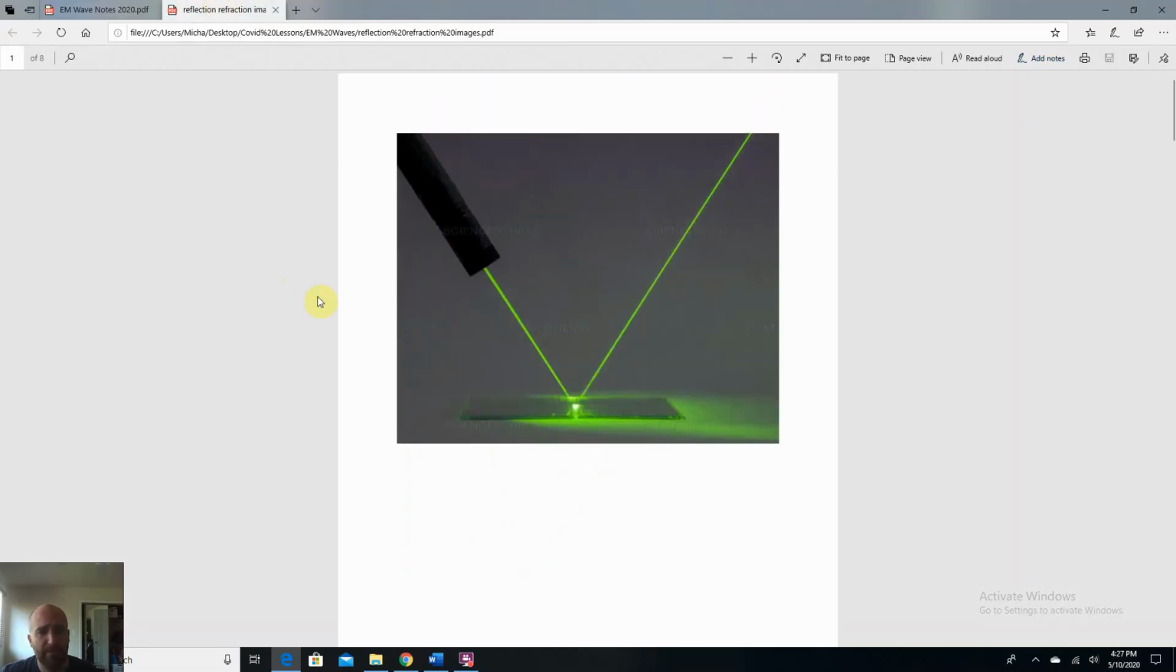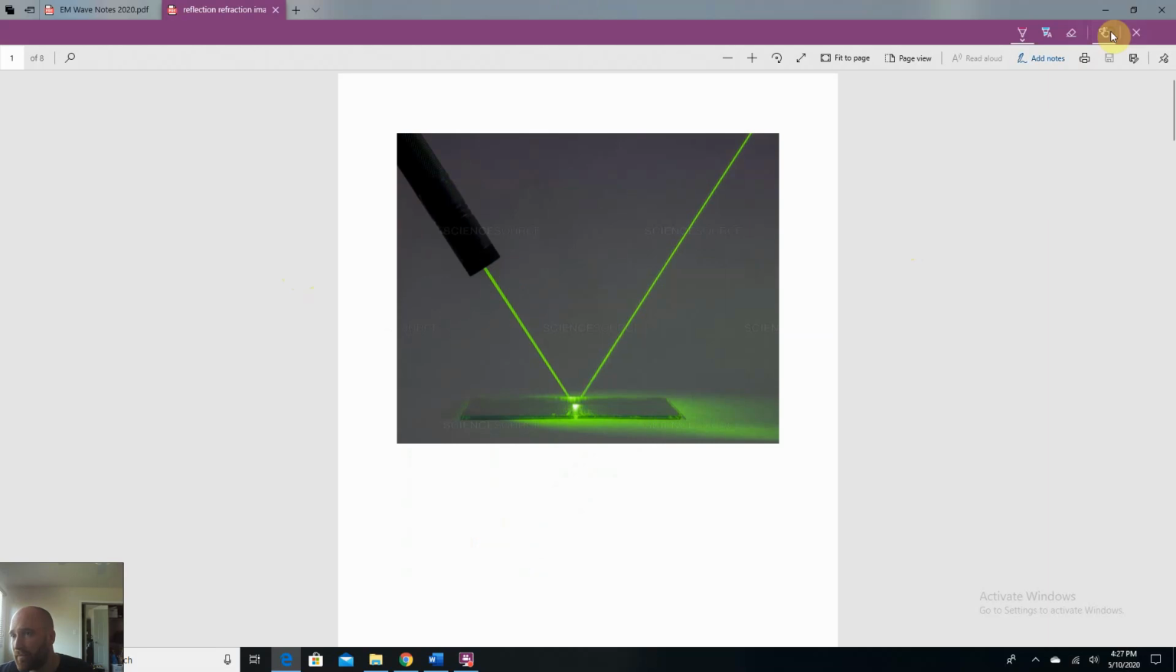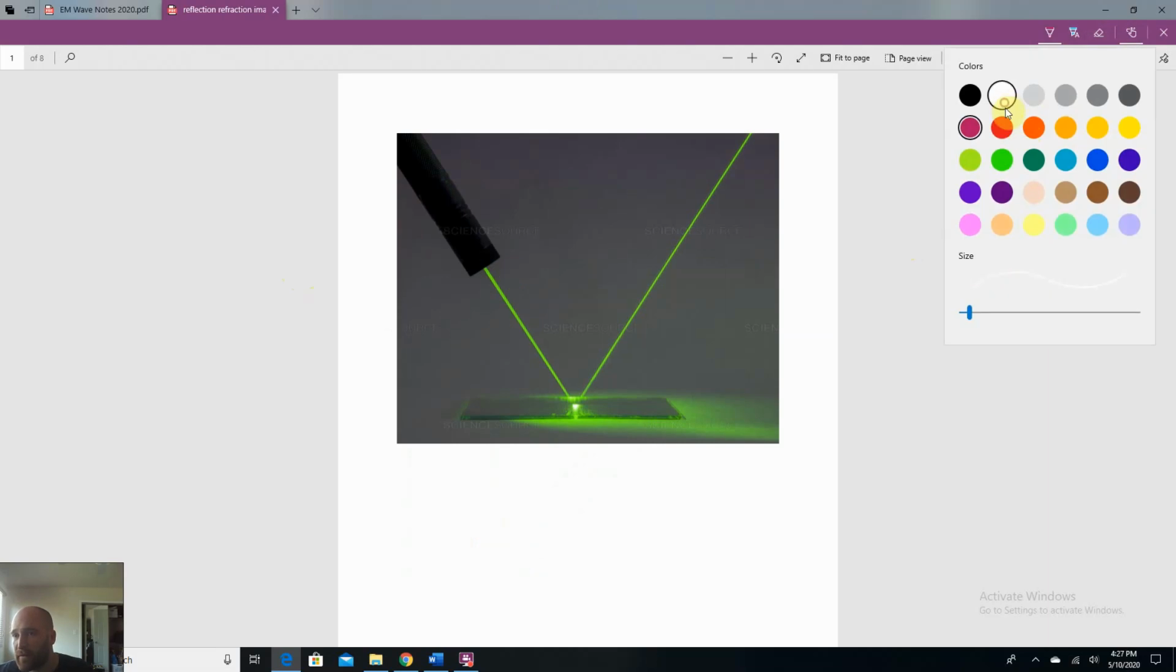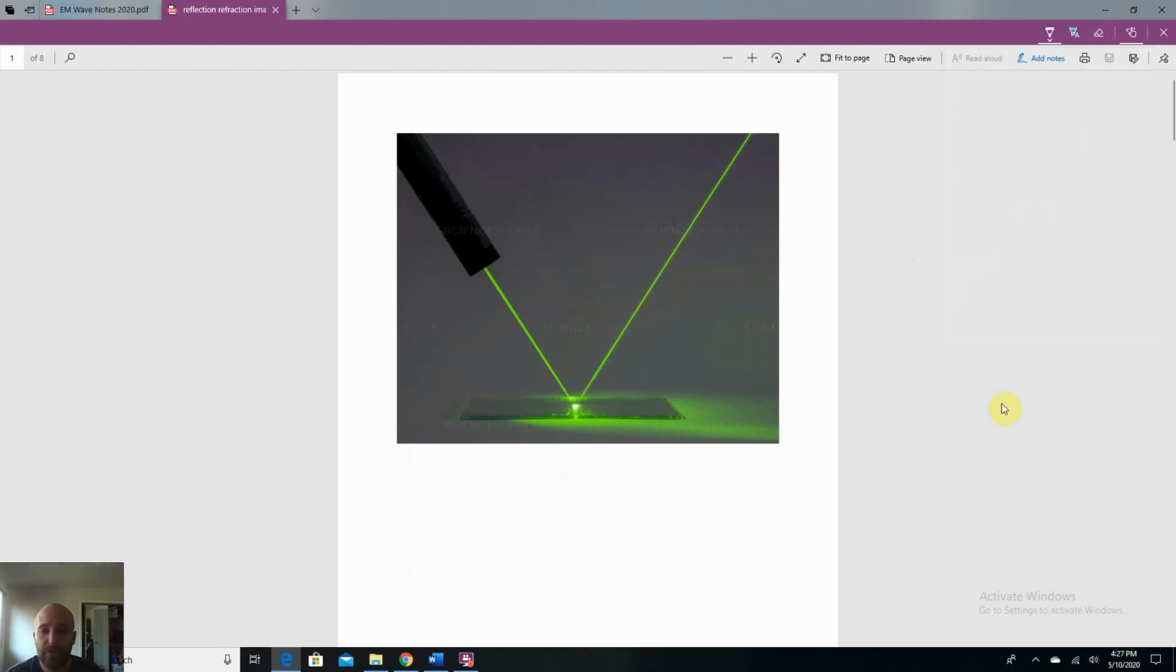So let's take our laser from before. And let's change color so you can see it. Now, if I drew a normal, so this is our mirror, and our mirror is flat, right?